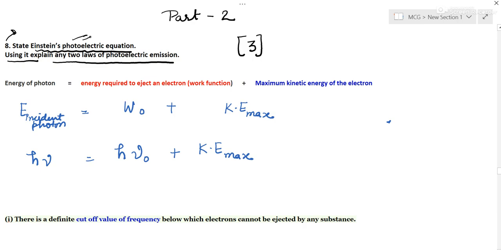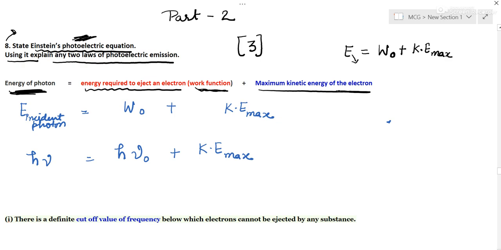First we have to write Einstein's photoelectric equation, which is easy. The energy falling on a metallic surface will be used up in two ways. Number one, work function, and the remaining energy will be the maximum kinetic energy of the coming out electrons. So the energy of the photon is equal to work function, which is the energy required to eject an electron, plus the remaining energy, which is the maximum kinetic energy of the ejected electron. This is the equation that you need to write.